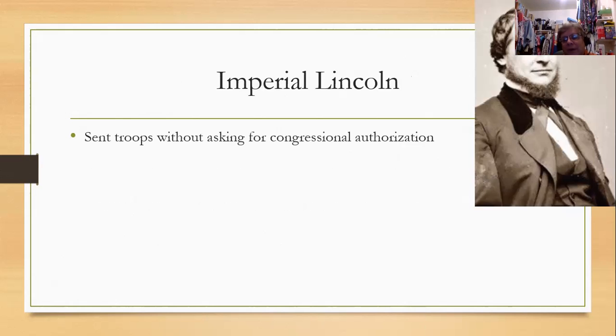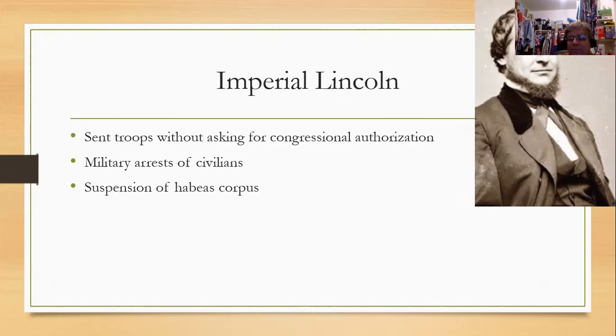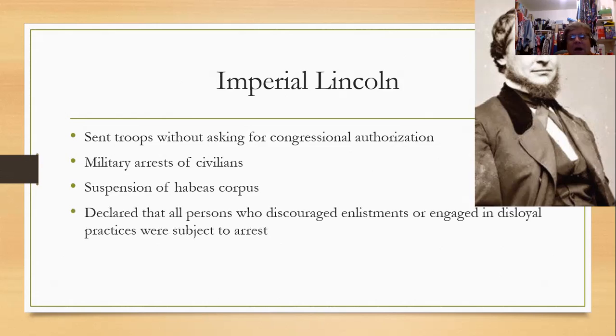We think Lincoln is a presidential icon, but he did some actions in the Civil War that are somewhat questionable. He sent troops without asking for congressional authorization. He had military arrests of civilians. He suspended habeas corpus. Habeas corpus is a legal maneuver used when someone is arrested or taken into custody, if they're not charged with a crime. If you suspend habeas corpus, that allowed the Union, the North, to keep people imprisoned without actually charging them for a crime, without actually having a trial.